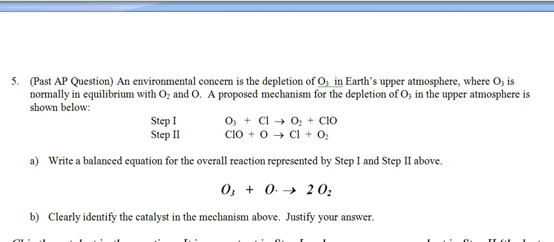Now, be sure that you can identify the reactants of a reaction, the products of a reaction, the intermediates of a reaction, and if there is a catalyst, which it looks like there is in this problem, make sure that you can identify the catalyst.